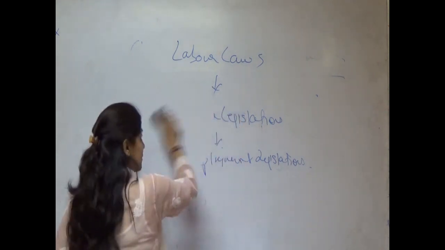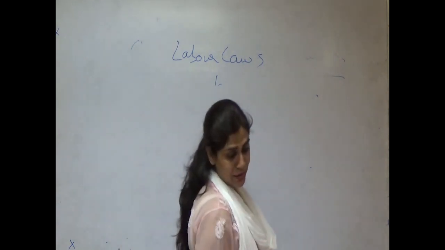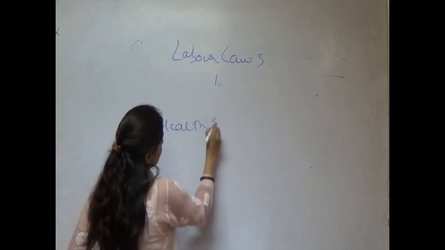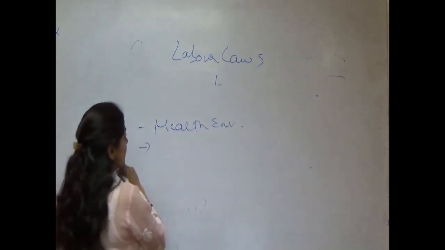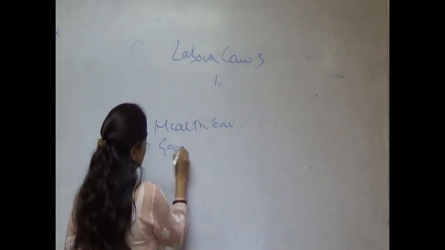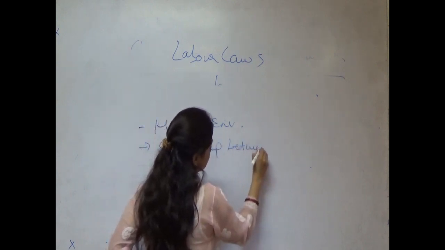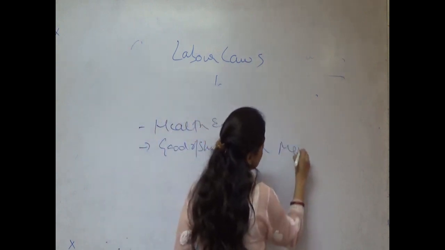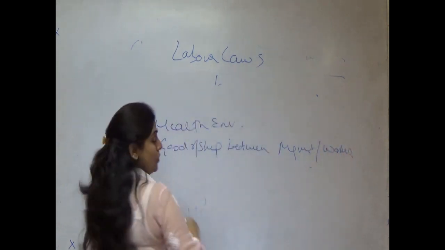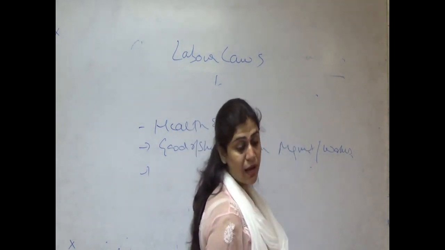So what were the objectives of labor laws? The objectives of labor laws were twofold. At first, they provide a healthy environment to the workers. Secondly, they provide for a good relationship between the management and workers. Also, they provide better facilities and harmony.